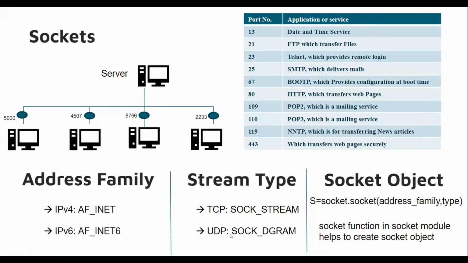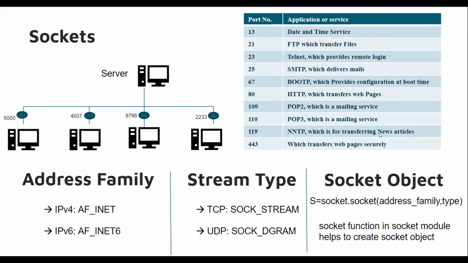Now, next, type means what? Which type of protocol you want to use, either TCP or UDP. If you want to use TCP, which is the default one also, you have to write sock, short form for socket, underscore stream. If you want to use UDP, you have to write sock underscore dgram. Dgram stands for datagram.